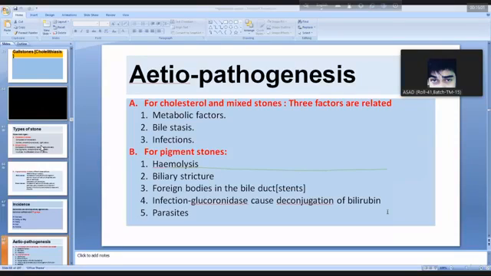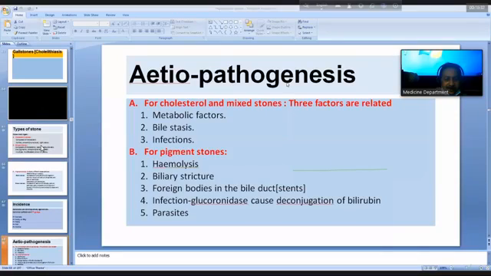So I try to go slowly. Etiological factors are hemolysis. In hemolytic anemia, there is early breakdown of the RBC, and there is increased load of bilirubin, and it might be responsible for the formation of the stone.